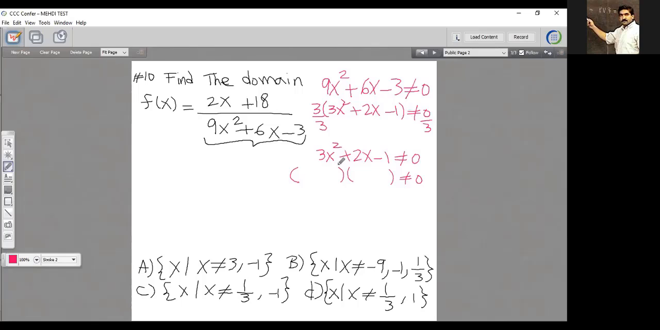Okay, for 3x squared, I can put x and x here. So the only possibility for 3 would be 3x and 1x. For 1, well, there's only one possibility. You're looking for two numbers that, when you multiply them together, you get minus 1. So it would be 1 and 1 here.